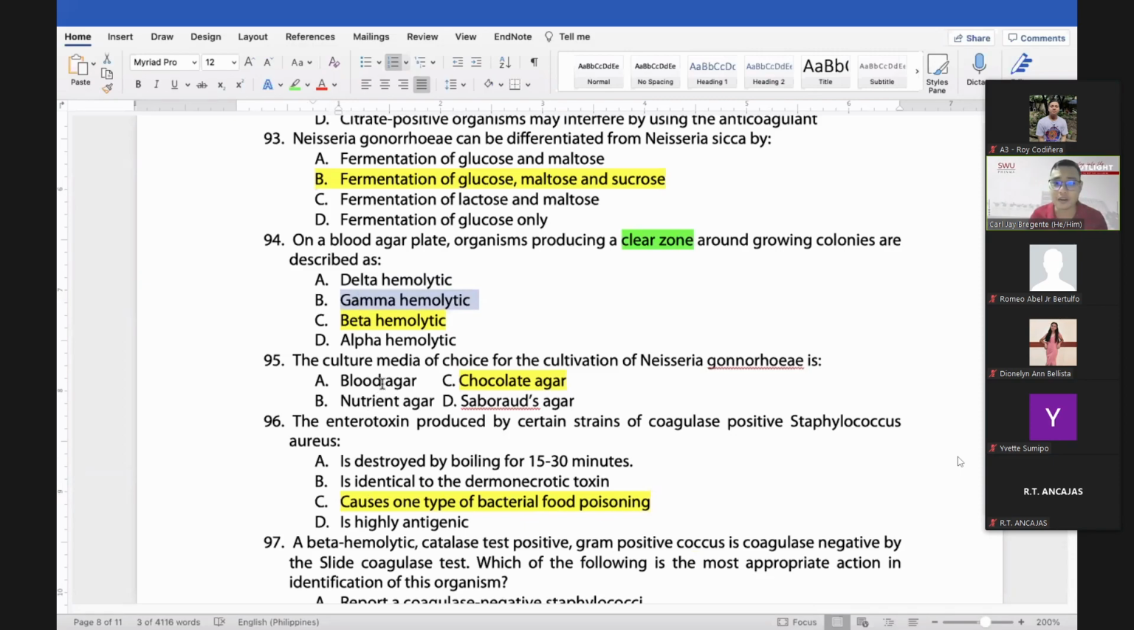95. Culture media of choice for cultivation of Neisseria. Among the four, chocolate agar. Why chocolate agar? Because your Neisseria organism will use the iron component found in the chocolate agar plate.